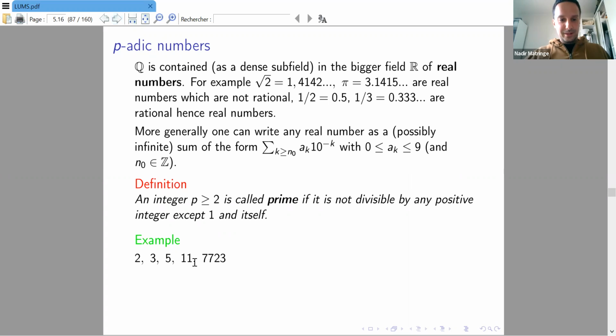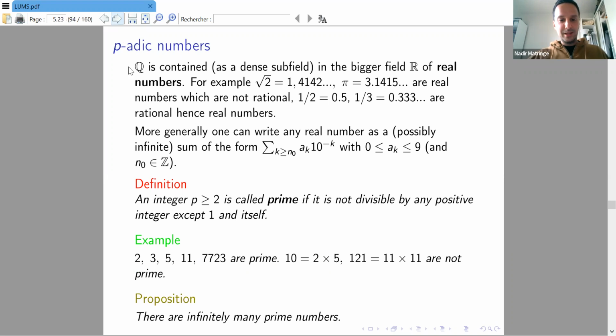So these are prime numbers. You can see that there are some big prime numbers, and these are non-prime numbers because they can be written as non-trivial products. And the fact that there are big prime numbers is not a surprise because there's a very basic theorem about prime numbers, which says that there are infinitely many of them.